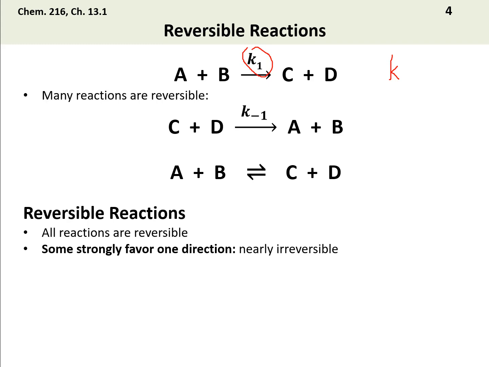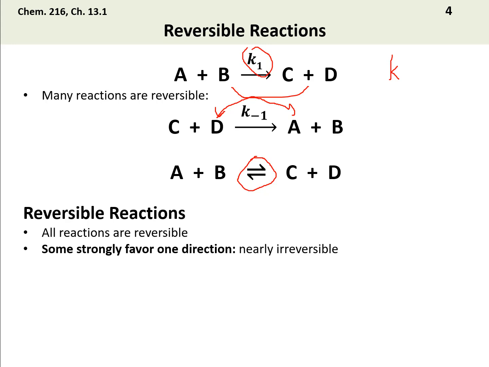Okay, most reactions, actually all reactions, are reversible. So I can go C plus D going to A plus B. I basically just turn my reactants into products, my products into reactants. And this will have a different K. Here I've signified it as K negative 1. I could also signify it as K2, etc. So we can basically take these two reactions and say A plus B has a reversible reaction going to C plus D. Okay, all reactions are reversible. All reactions will be able to go both ways.